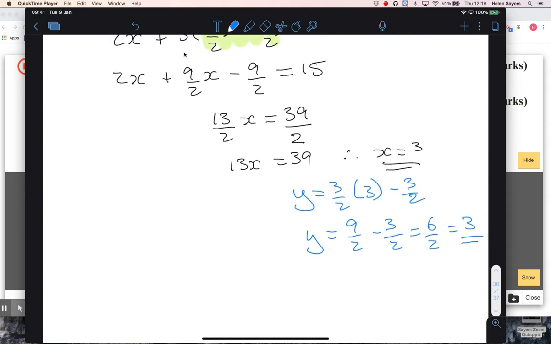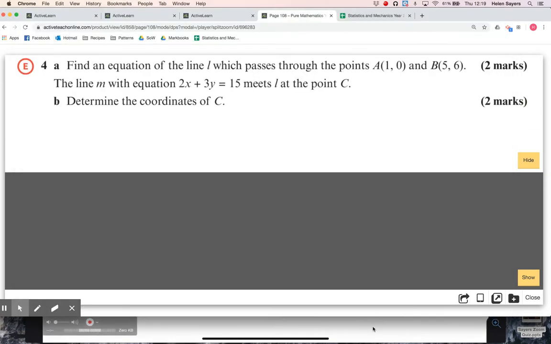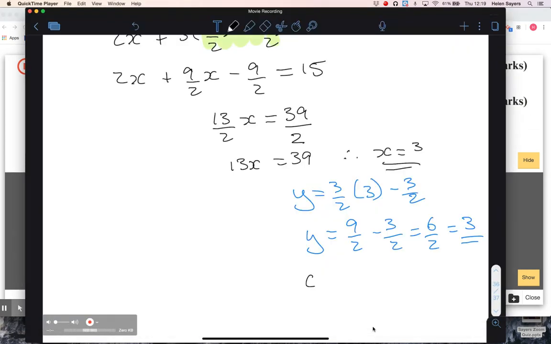Yeah, there's no reason why they can't be the same value. And then it asks for coordinates. Is it the coordinates of C they're calling it? Yeah, they're calling this point C. So C is (3, 3).